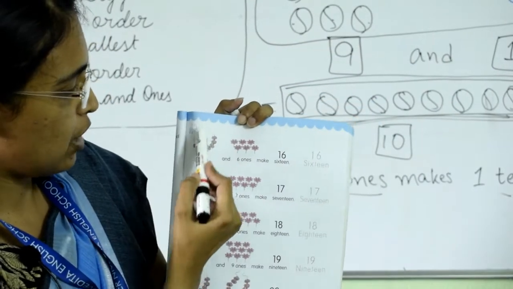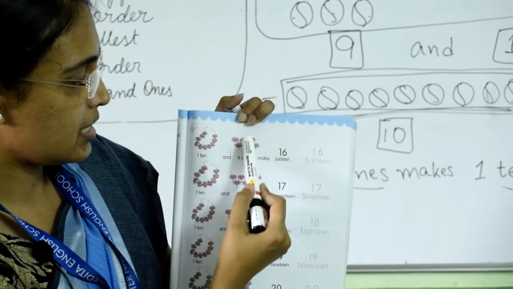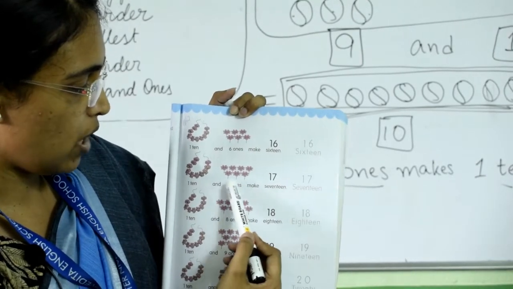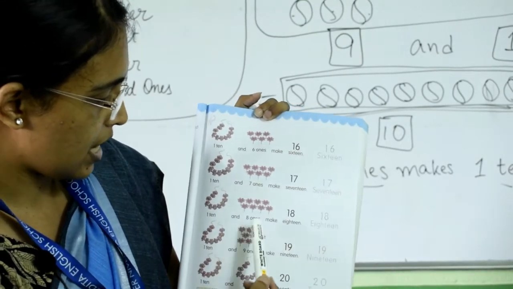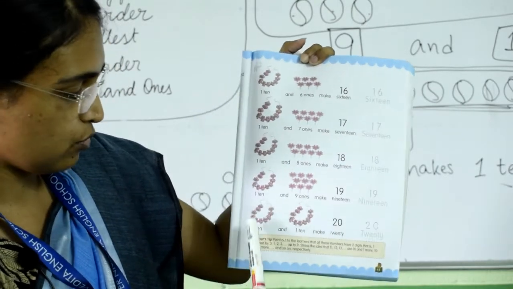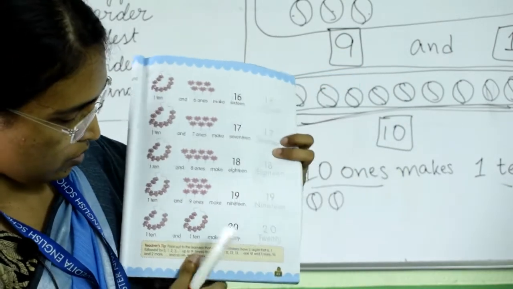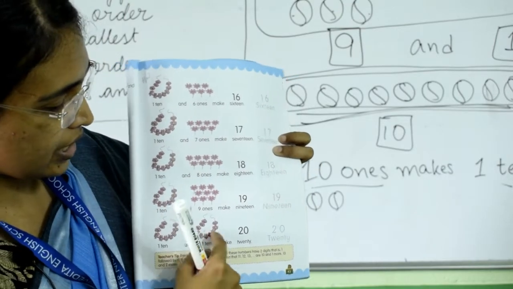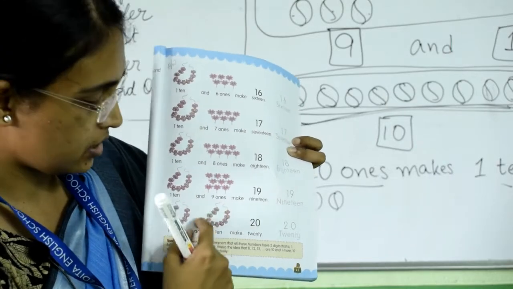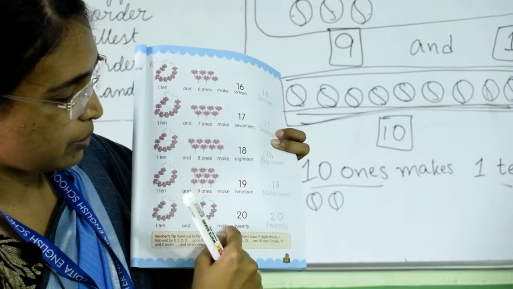Here also, how many flowers? 1 2 3 4 5 6 7 8 9 10. 1 10 and 6 ones makes 16. 1 10 and 7 ones makes 17. 1 10 and 8 ones makes 18. 1 10 and 9 ones makes 19. Here 2 10. In this there are 2 garlands. In one garland they have 10 flowers, and in another garland they have 10 more flowers. So 110 and 110 makes 20.